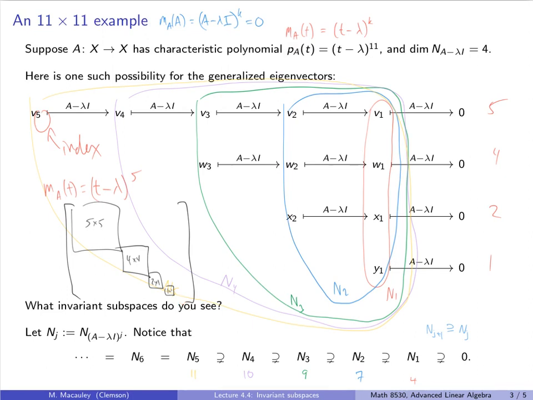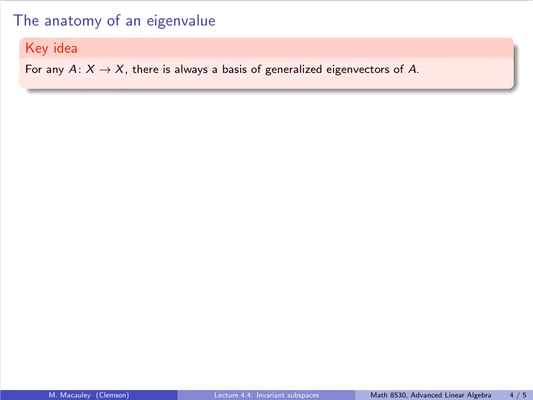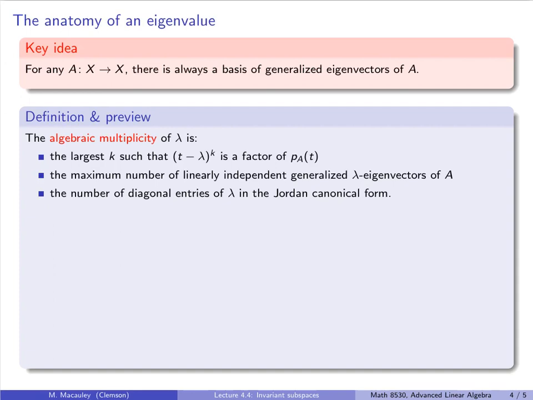Okay, let's now define these things formally. The key idea, which we have not yet proven but will soon, which makes this whole thing work, is that for any A, there's always a basis of generalized eigenvectors. I'm calling this definition and preview. And maybe I should add the term summary too, because we talked about most of this, if not all, on the previous slide. But I think it's important to put it together in one place.